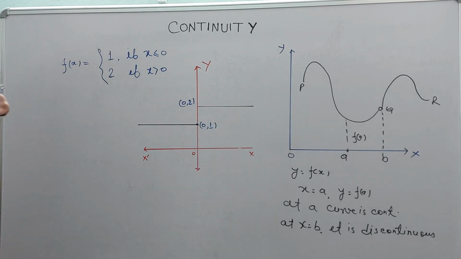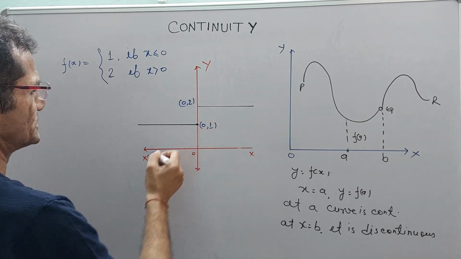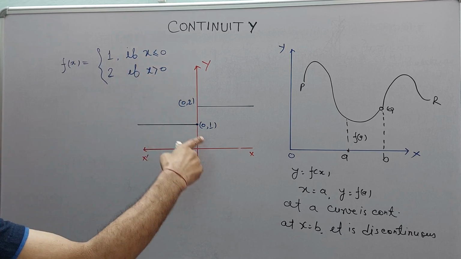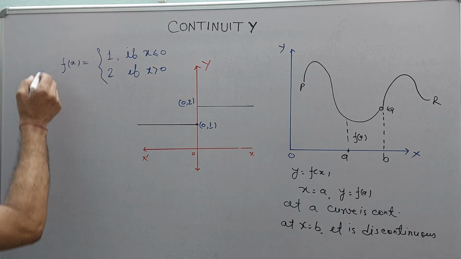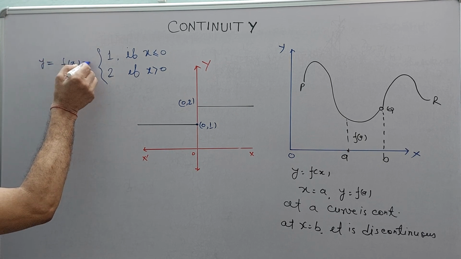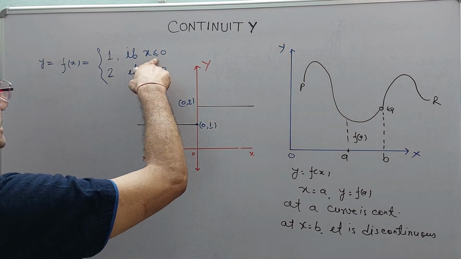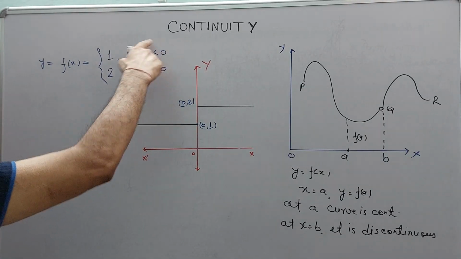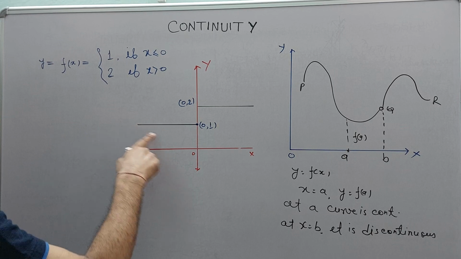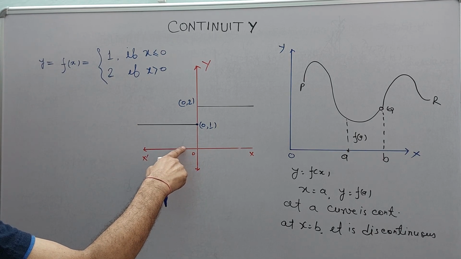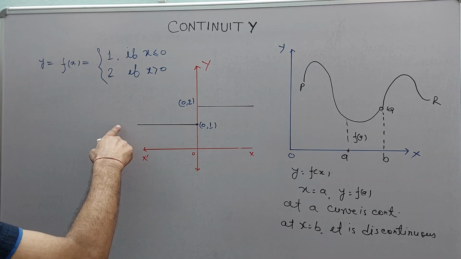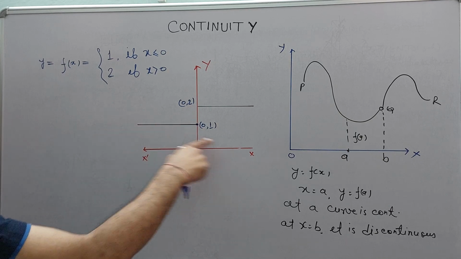Now we have drawn the curve. Let us draw the curve for values of x less than or equal to 0. When x is less than or equal to 0, y is equal to 1. It means y is equal to 1 for all values like -1, -2, -3 and going to infinity. The value of y is 1. This is the curve which is parallel to the x-axis.